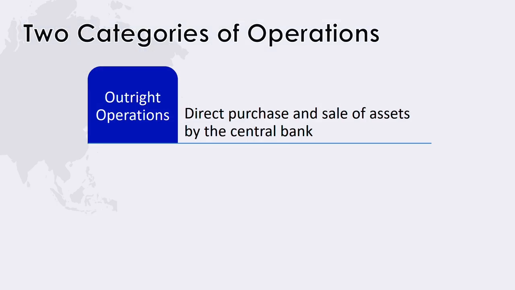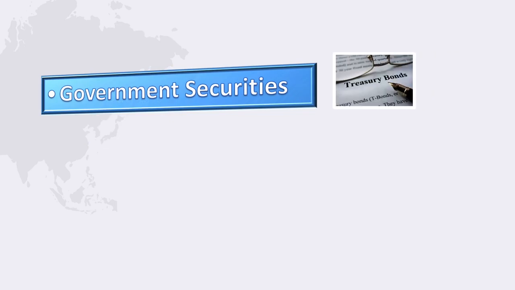Open market operations can be divided into two categories. The first are outright operations, when central banks permanently purchase or sell assets, most typically government securities. Central banks engage in outright operations intermittently in order to change the level of reserves over an indefinite horizon. Open market operations are typically conducted with government or central bank issued securities.